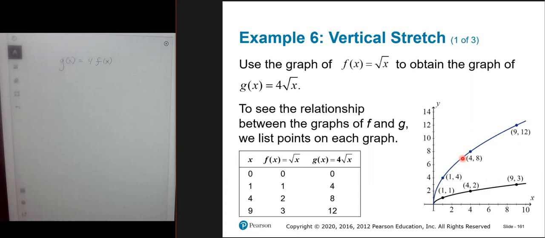But since for a square root function, we're only dealing with the positive x values, so we only get positive y values. So it's pulling it up away from the x-axis by multiplying by 4. And 0 stays anchored at 0 because 0 times anything is 0. Okay.